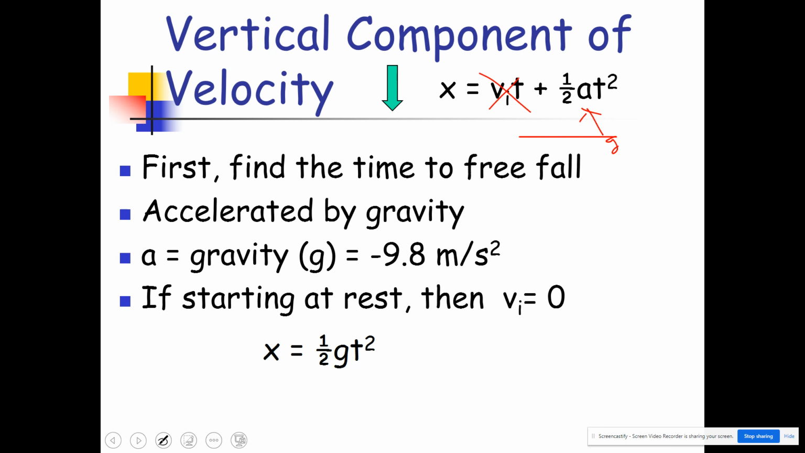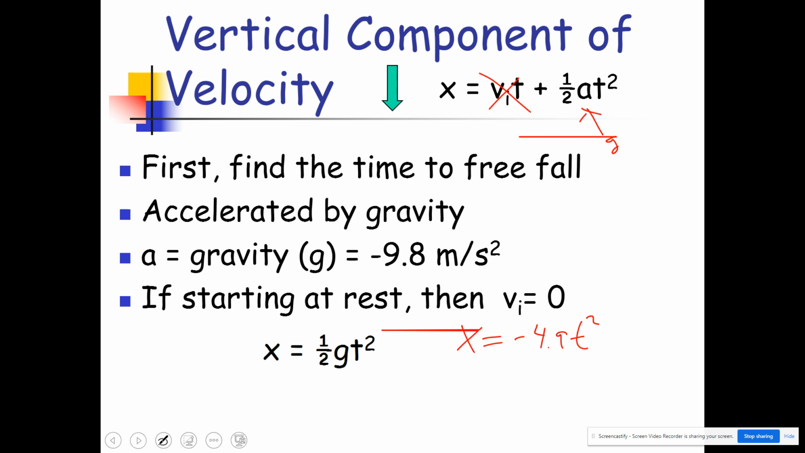Now, if you wanted to, you could go ahead and put in negative 9.8 for the g, and then you could go ahead and divide it by 2. So you could do this. You could say, oh, x is really equal to negative 4.9 t squared. You could do that. Just go ahead and put in the 9.8 into g and then divide it by 2, and it makes it a little bit simpler if you wanted to.